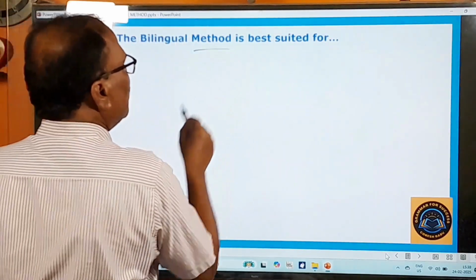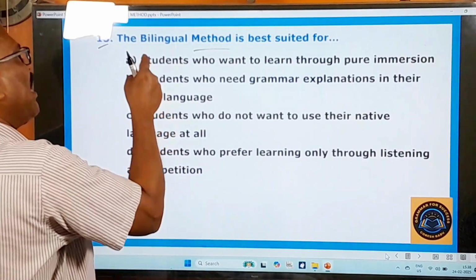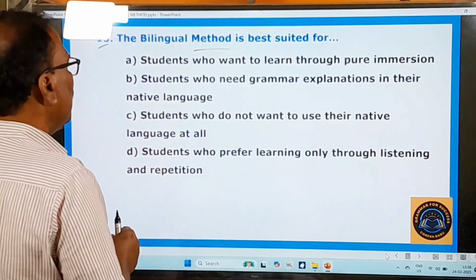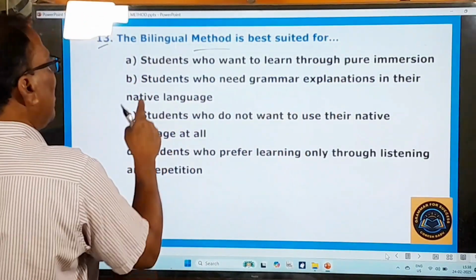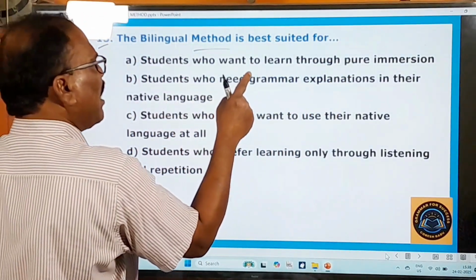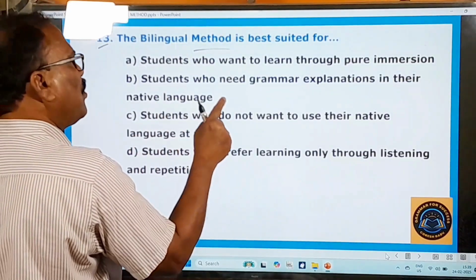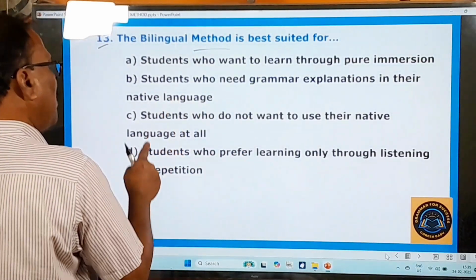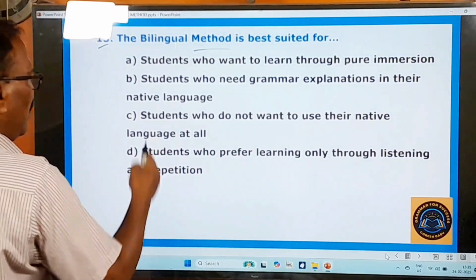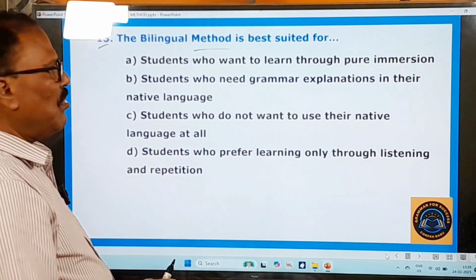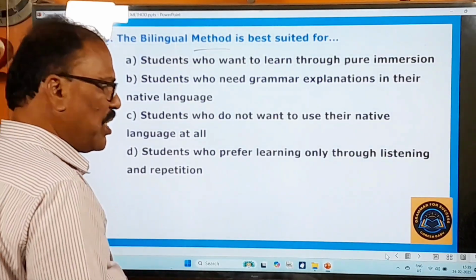The bilingual method is best suited for whom? Yes, who is this bilingual method suited for? So that means students who want to learn through pure immersion, students who need grammar explanations in their native language, students who do not want to use their native language at all, students who prefer learning only through listening and repetition. So these are the 4 options. You know the right one and you can choose that. And you go to the 14th question.